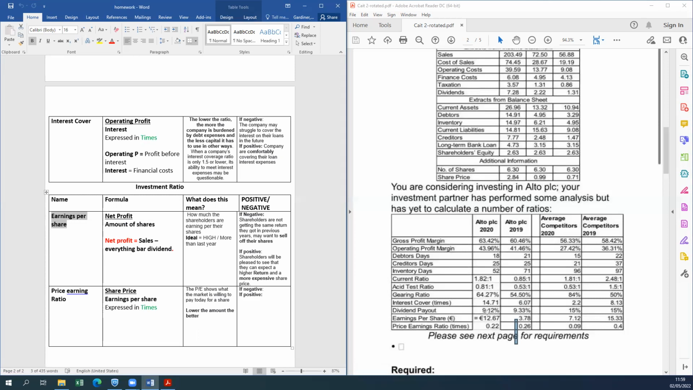So we got 12.69, and what you want is the lowest possible. The lower, the better on this one. So that's an improvement, but it's nowhere near as good as the competitors. All right. So that just means that it's not being valued. If negative, the market is undervaluing the shares, is what you would say.